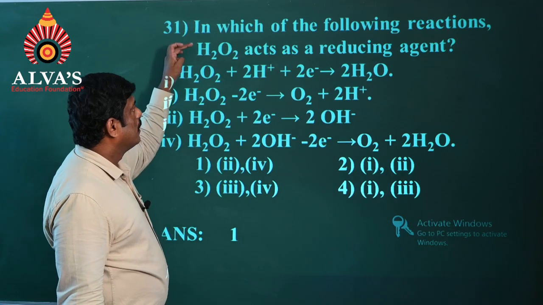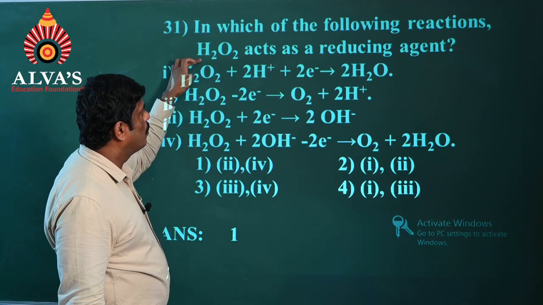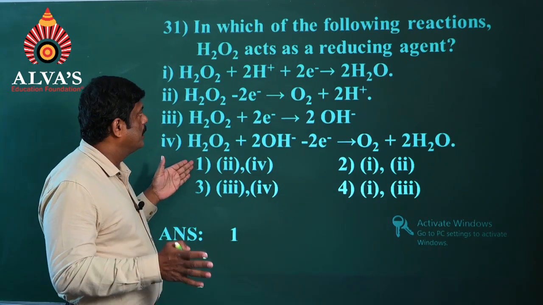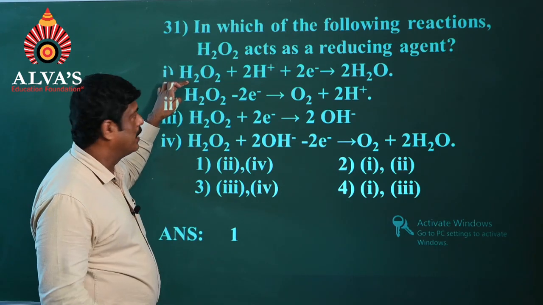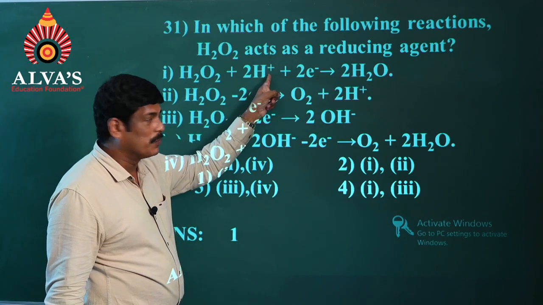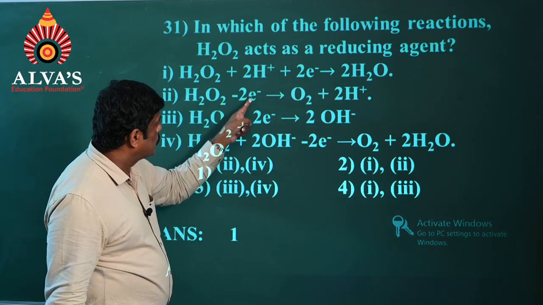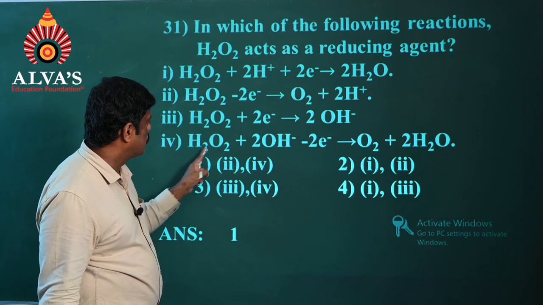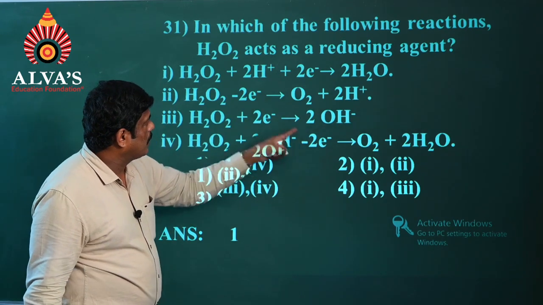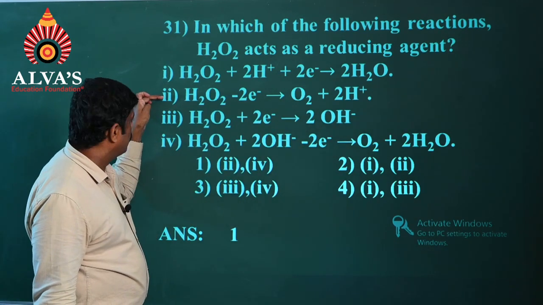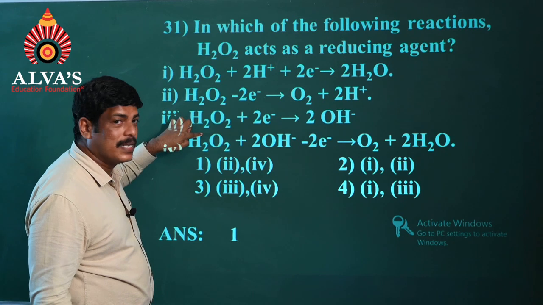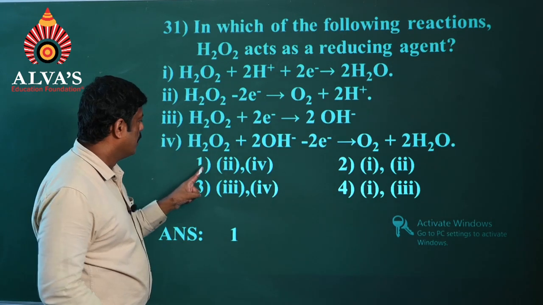Number 31, in which of the following reactions does H2O2 act as a reducing agent? They have given the 4 options here, so we have to identify where H2O2 is acting as a reducing agent. Very simple. In the first, H2O2 plus 2H plus 2 electrons, there is addition of 2 electrons. In the others, H2O2 minus 2 electrons, and H2O2 plus 2OH minus 2 electrons. Loss of electrons takes place in option number 2 and option number 4. In these two cases, hydrogen peroxide is acting as a reducing agent, hence the option must be the first one.